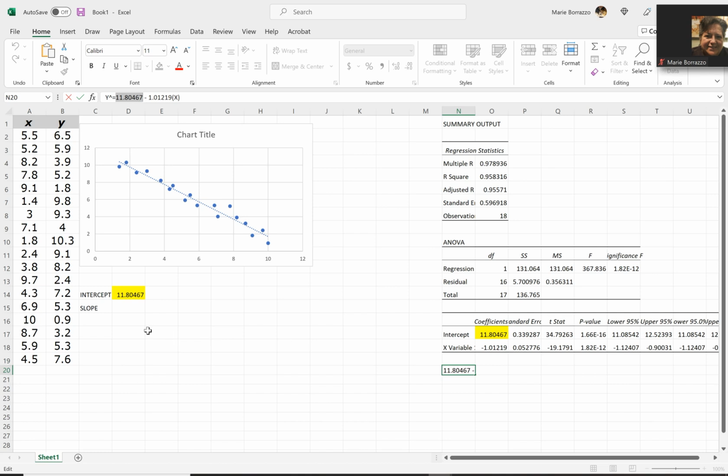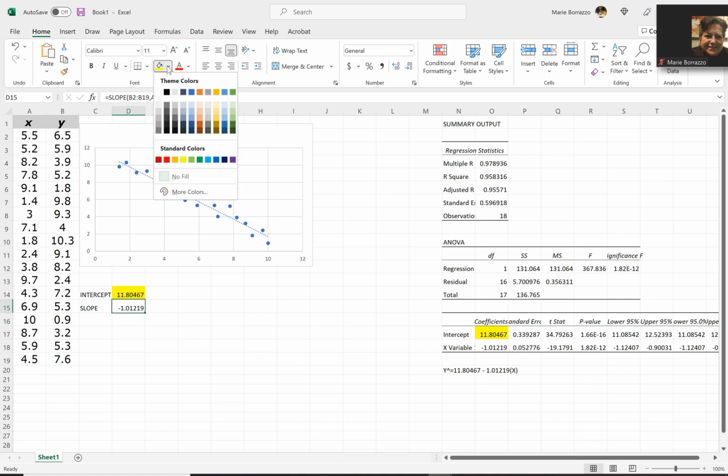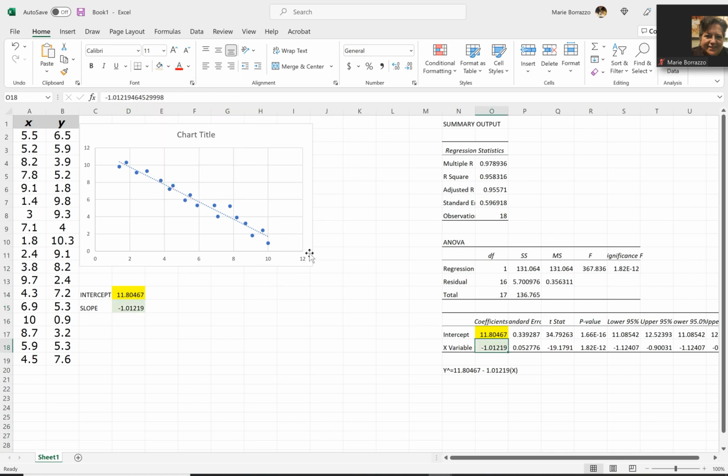If I want the slope, all I need to do is go into an empty cell and go equals SLOPE, double click on the slope. They're asking you for the known Y's again, comma, and then known X's. Notice that matches, and I'm going to do this one in green. This number matches this number, which in our equation is this number right here, the negative 1.01. And it is negative. As you can see, left to right, it's going down.